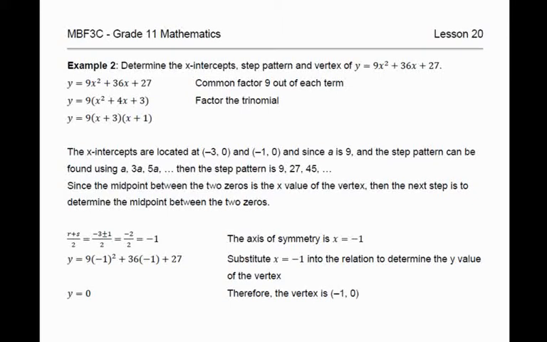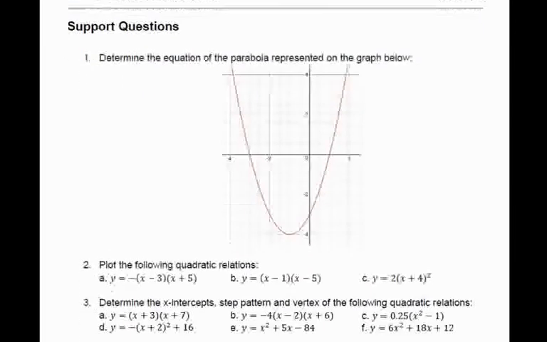Now to find the vertex, we find the midpoint value between the two zeros. So minus 3 and minus 1, we add those together, divide by 2, we end up with negative 1. So our axis of symmetry is x equals negative 1. Substitute that negative 1 into our equation, and we end up with our vertex, which will be at (negative 1, 0). So that's how you would use converting between forms to solve for certain types of information on a parabola. Now let's go to the support questions.